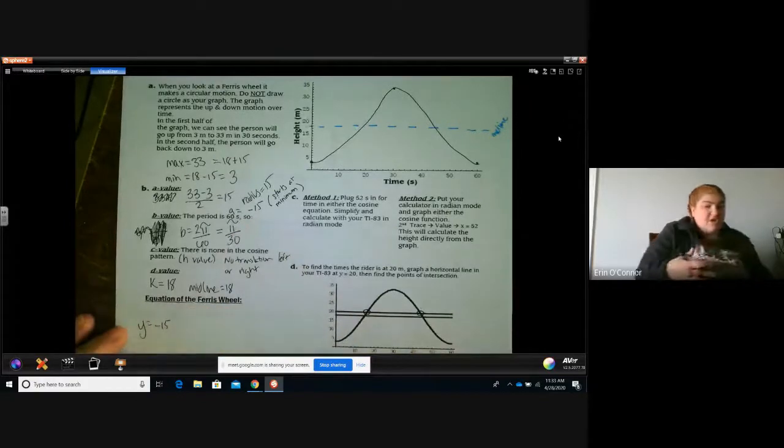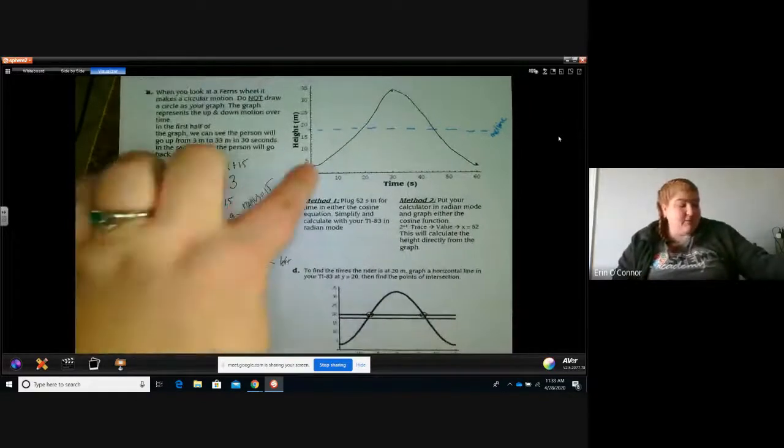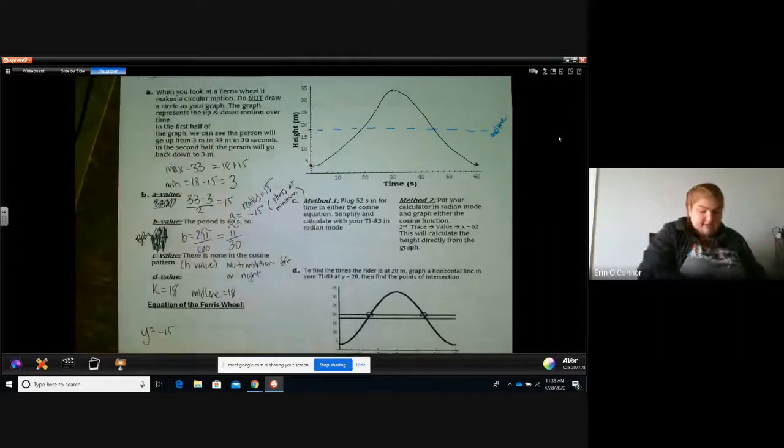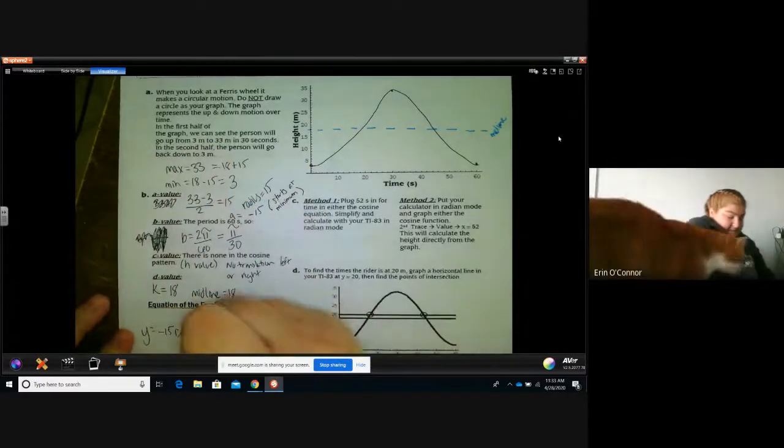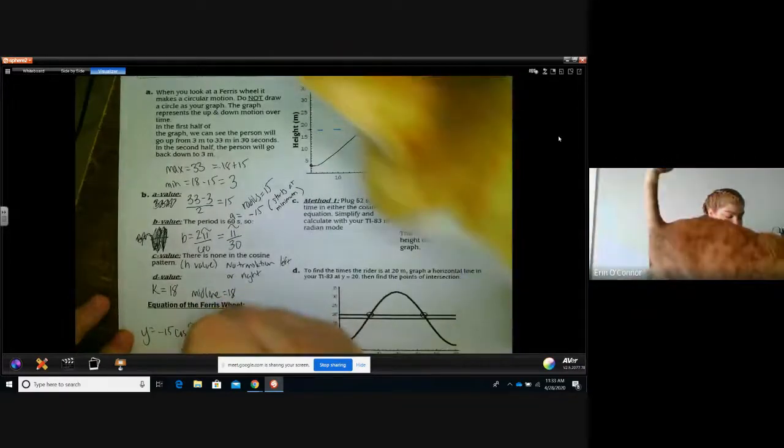And we said this is a cosine function. It's a cosine function because we're starting at a min or a max. That means it's a cosine function. So cosine, my b, which is pi divided by 30.